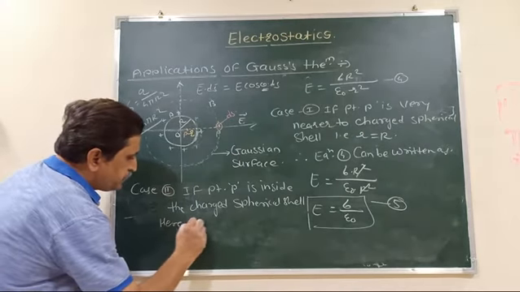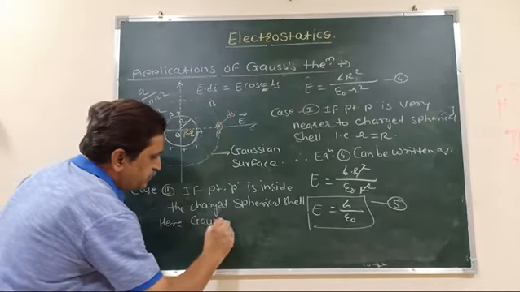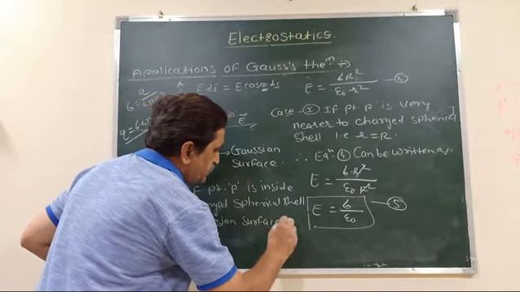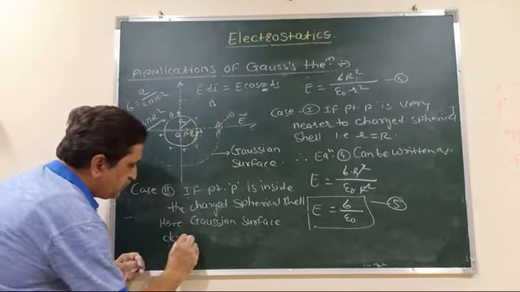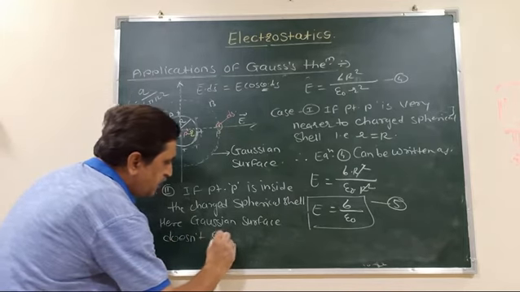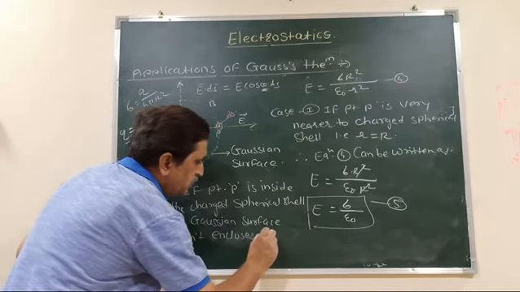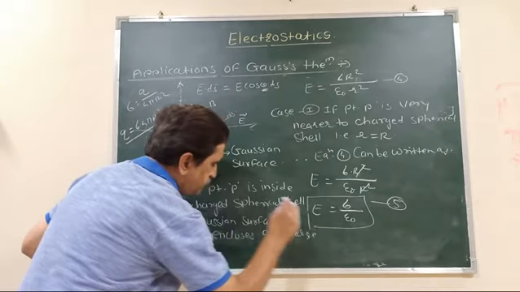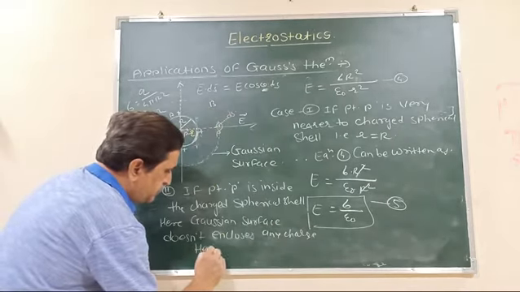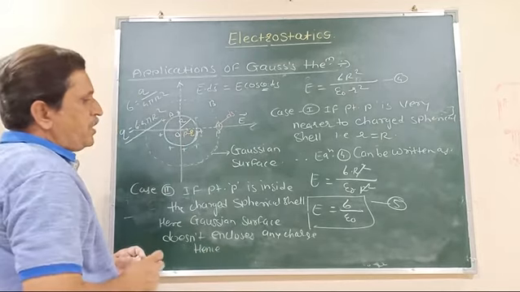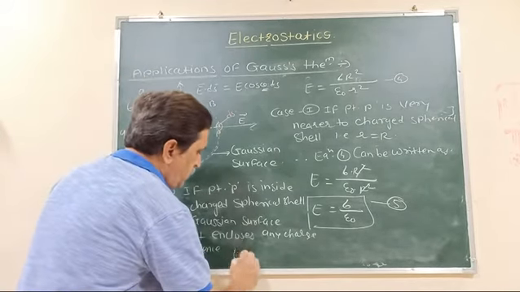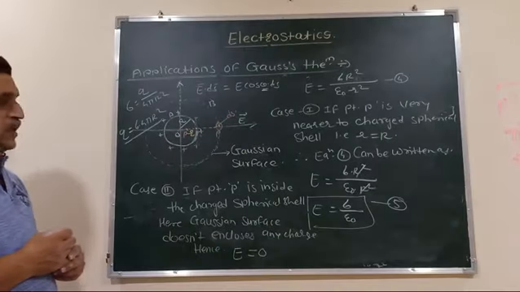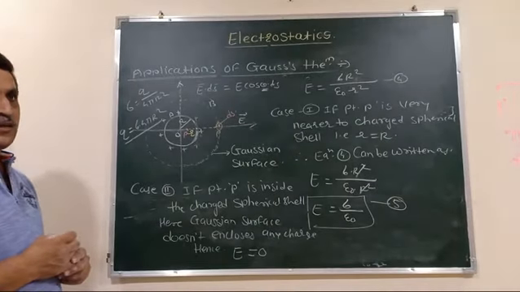Here Gaussian surface doesn't enclose any charge, hence what we can write, hence electric field intensity is equal to 0 inside the charged spherical shell.